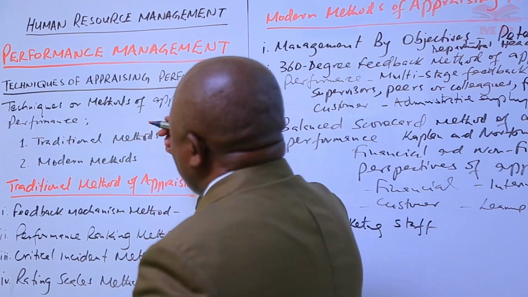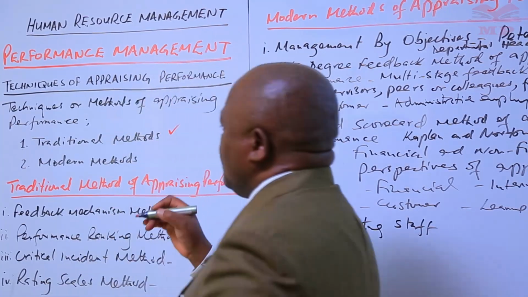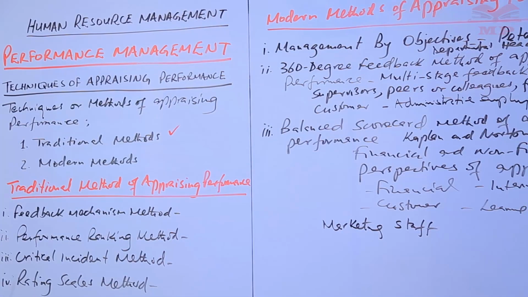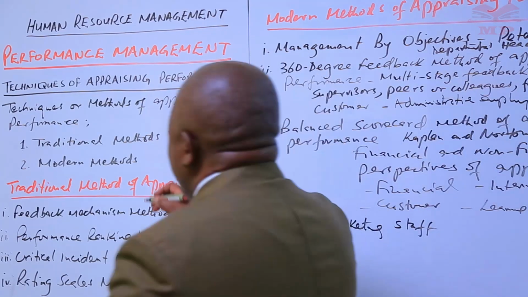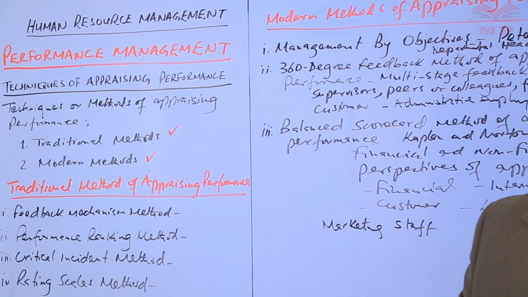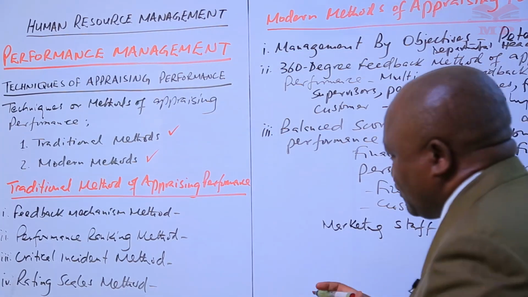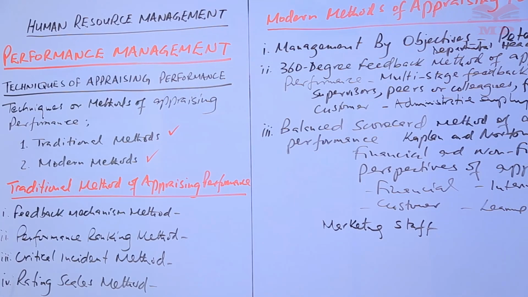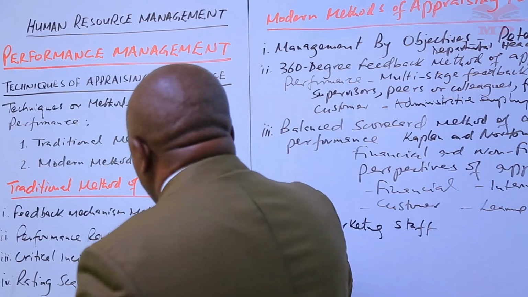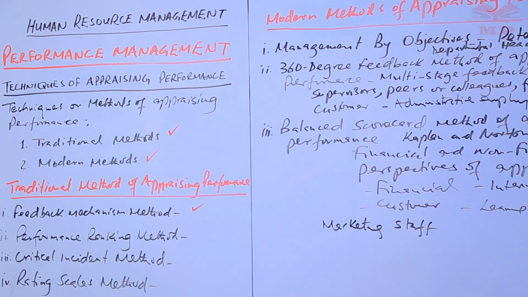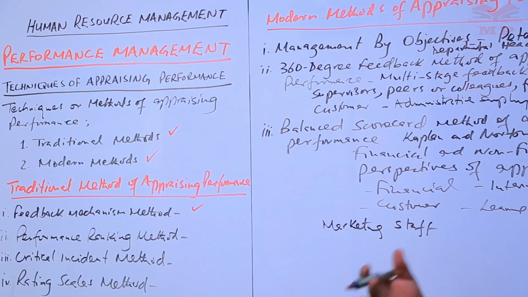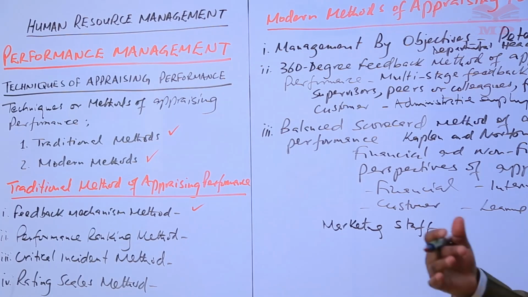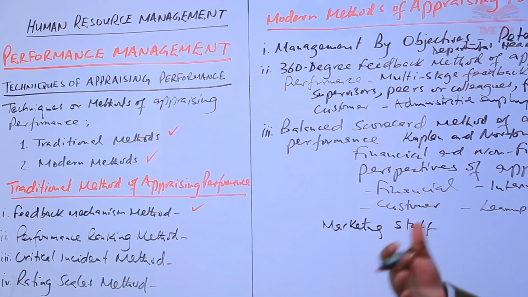And these methods of appraising performance can be divided into two, where you have traditional methods of appraising performance. You also have modern methods of appraising performance. And we have gone ahead and looked at the traditional methods of appraising performance and indicated that some of the traditional methods include, number one, a feedback mechanism method. And through this method, the supervisors and the employees provide a two-way loop so that feedback is provided and desired behavior or conduct is evaluated and so on.